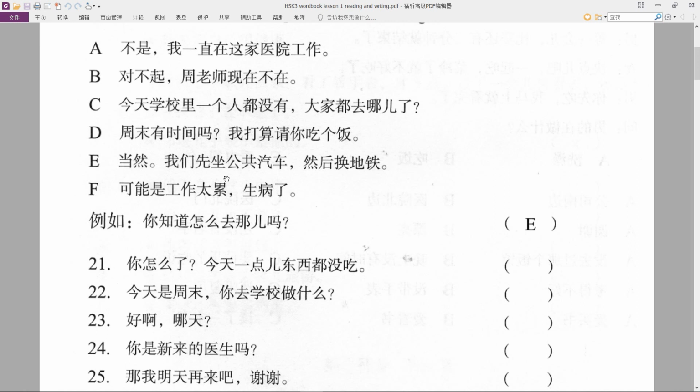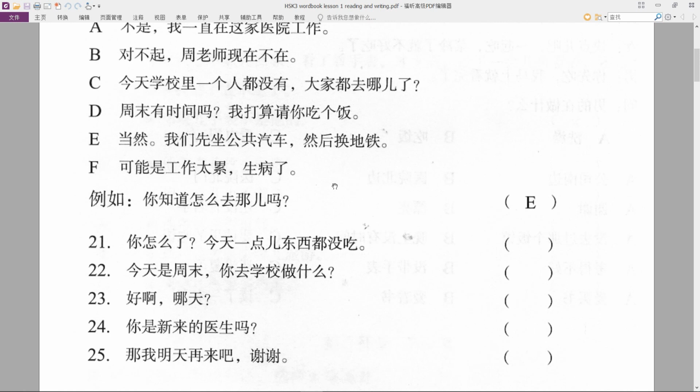E, 当然, 我们先坐公共汽车, 然后换地铁. 当然, of course. 我们先坐公共汽车, we first. 先, first. 坐公共汽车, take a bus. 坐, take. 公共汽车, bus. 然后, then. 然后 is a very useful conjunction to connect sentences. 换 means change. 换地铁, change to the subway. 地铁, subway or tube. So this is a very useful phrase: 先 do something, 然后 do something. First, then.